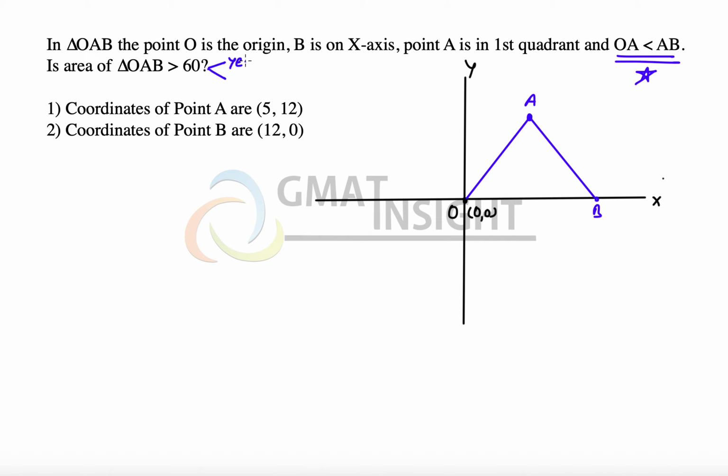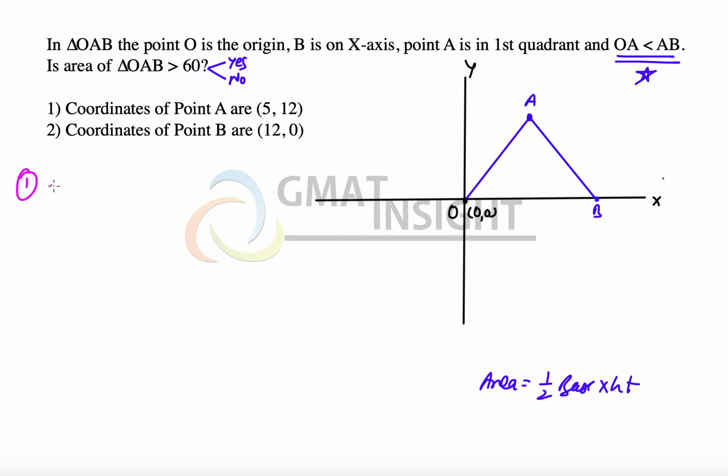The answer to this question needs to be given in the form of either yes or no. The area of a triangle is always calculated as half of base multiplied by height, where the height is always the perpendicular distance of the third vertex from the base. So we have to find out the area of this triangle. Let's start looking at the first statement.